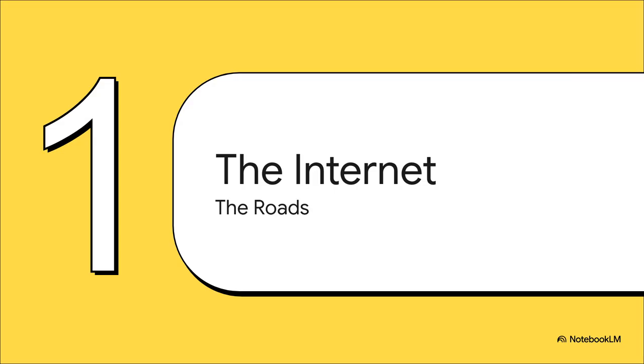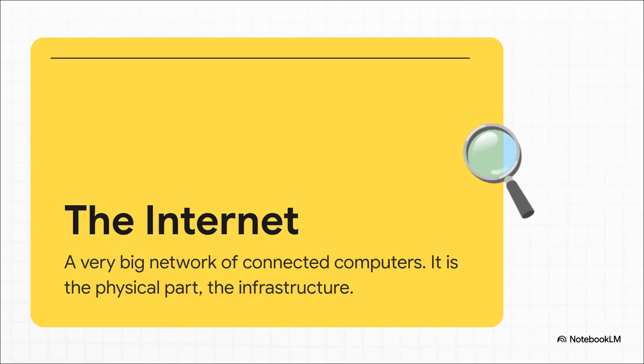Now, in our imaginary city, the internet isn't the whole city. Nope. Think of it as all the roads. I'm talking every highway, every street, every tunnel, all the pathways that connect everything to everything else. The really important thing to get here is that the internet is physical stuff. You can actually touch it. It's this giant global network of computers all hooked up to each other. We're talking about the actual hardware, the cables, the servers, the routers, all the physical pieces that make up the backbone of our digital world.